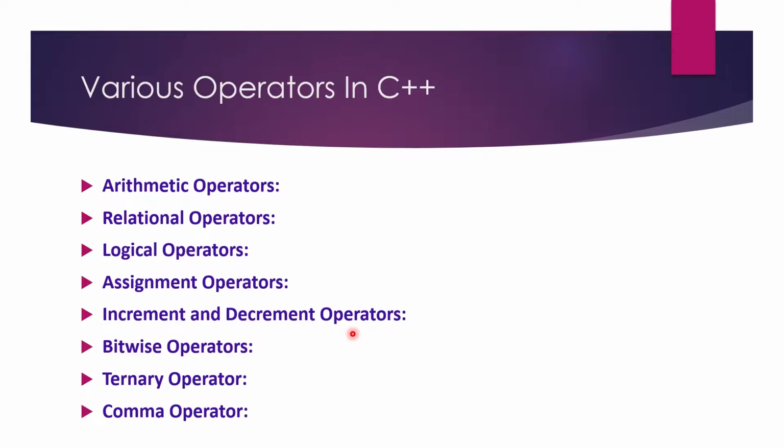As you can see here, we have all these operators in C++: arithmetic operators, relational operators, logical operators, assignment operators, increment and decrement operators, which are also known as unary operators. Then we have bitwise, then ternary, and then the comma operator. I will talk about all these operators in detail, don't worry about that. This will be part one of this video, so here we will be talking about arithmetic operators and relational operators. Let's go to the next slide and learn about arithmetic operators.